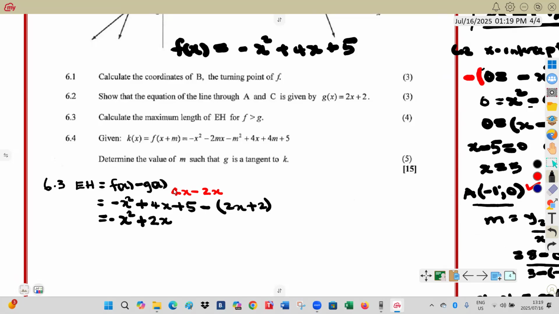Then we do it again for the last terms. So for the last terms, we are talking of this 5, which is positive, minus the 2. So it's going to be a plus 3.